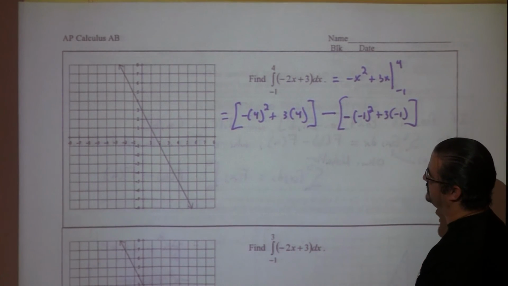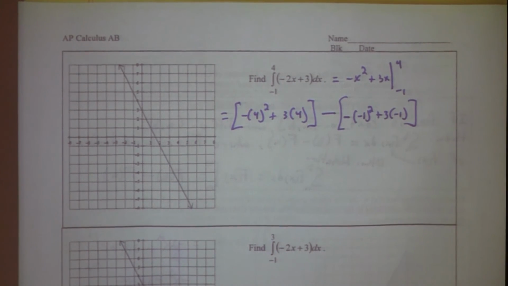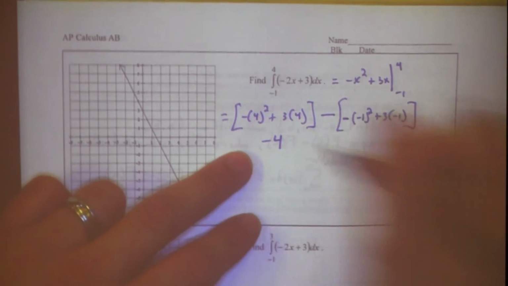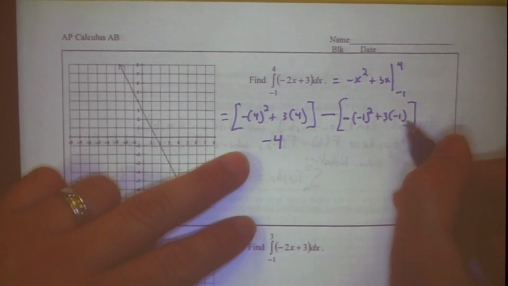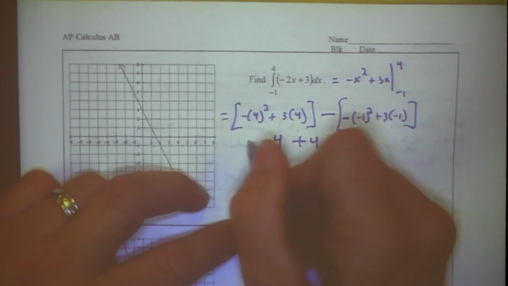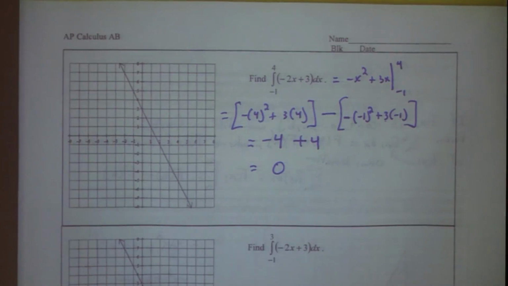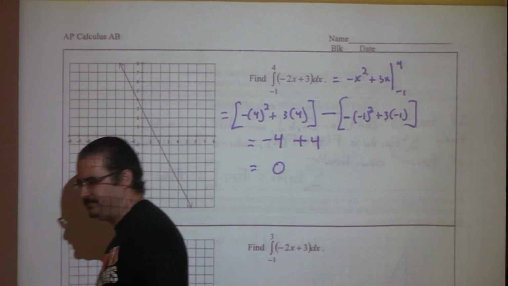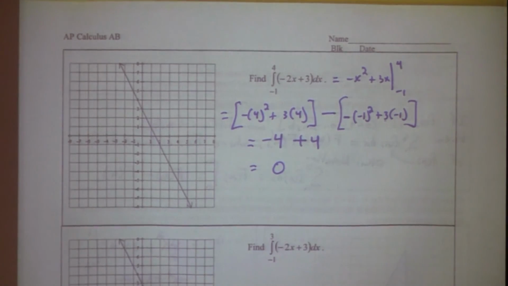On the left side, what do we get? 16, negative 16 plus 12? Negative 4? Alright, over here. 1, negative 1, negative 3, negative 4. Times the negative becomes plus 4. So we end up with 0. If we get 0 as an answer, what does that mean? The space above the x-axis and the space below are equal to each other, therefore they cancel each other out, right?